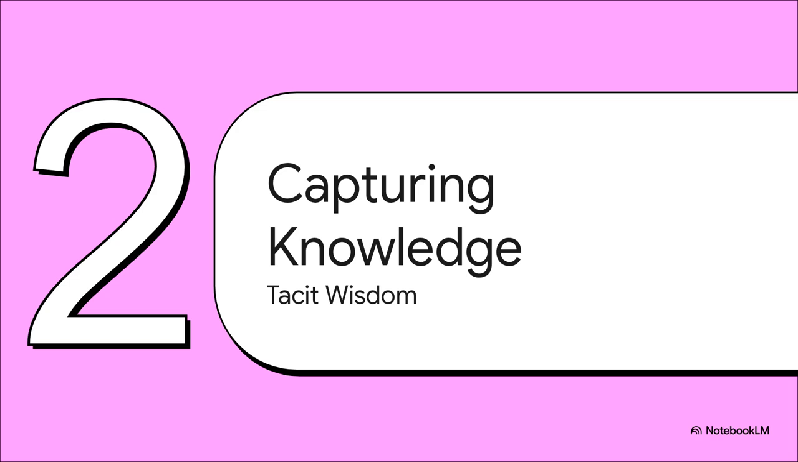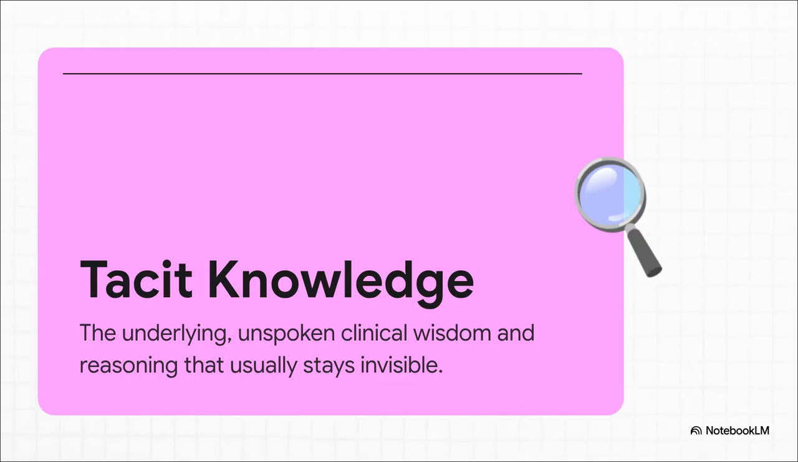Which brings us to Section 2, Capturing Tacit Knowledge. And this introduces the first major challenge outlined in Lesson 13. How do you capture something that the experts themselves might not even realize they're doing? Well, we call this tacit knowledge. It's the underlying, unspoken clinical wisdom and reasoning that usually just stays invisible. This is essentially the locked black box of the expert's brain.